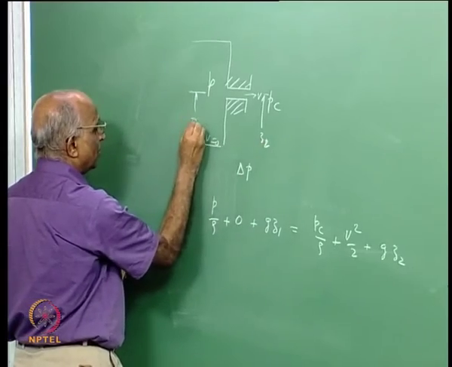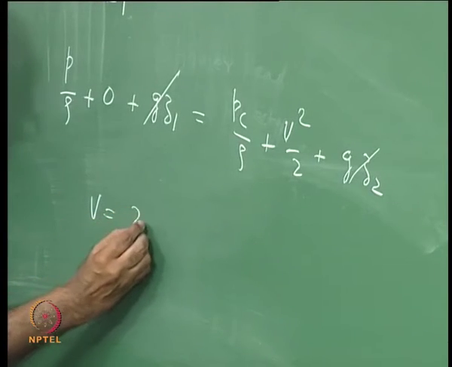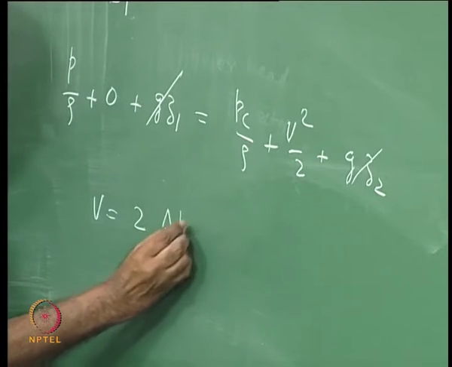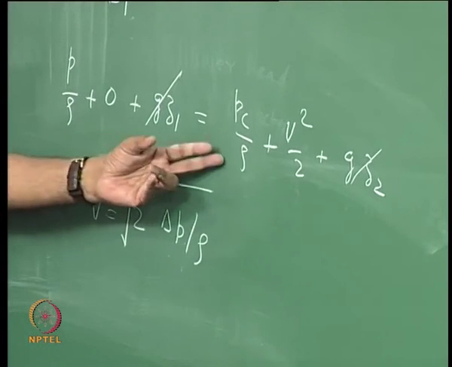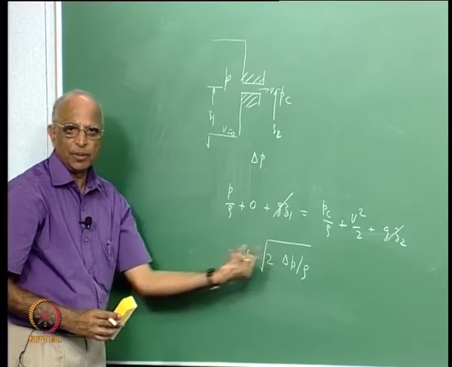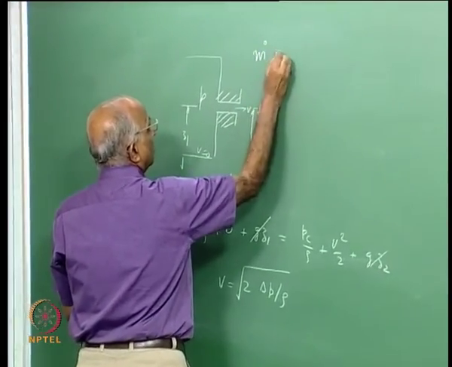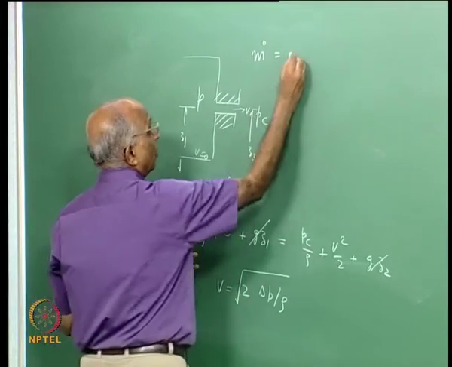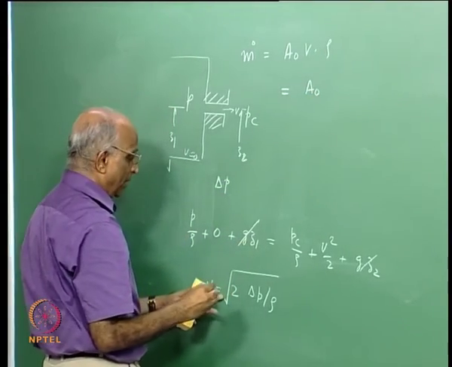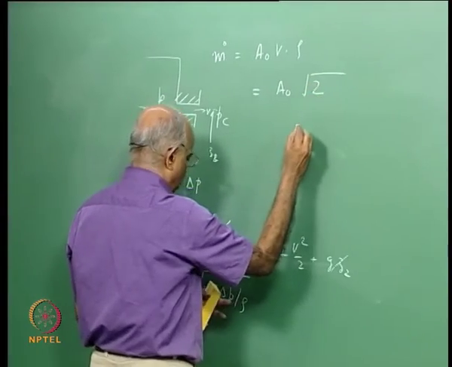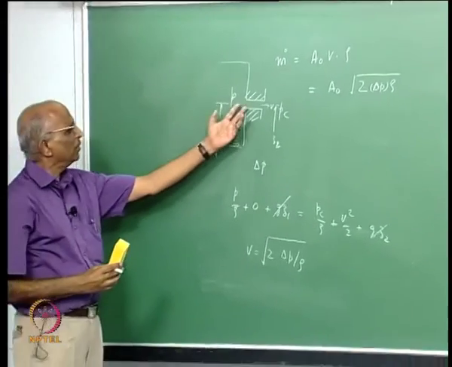I can take Z1 equal to Z2 because there is not much change over here, and therefore I immediately get V squared is equal to 2 into P minus Pc by rho, that is 2 delta P by rho. Therefore, what is the mass flow rate through this particular orifice? Mass flow rate is equal to area of the orifice into velocity into density, which is equal to A0 into under root 2 into delta P into the value of density. This is the mass flow rate for a simple sharp edged orifice.